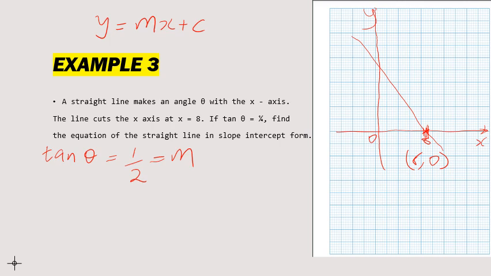Okay, so in this case we are given gradient and a point, and that given point should be equal to (8, 0), because they have given us a hint that this line is cutting the x-axis at 8. Now the question is to find c, because gradient we know, and we have one point which we can use to find c.